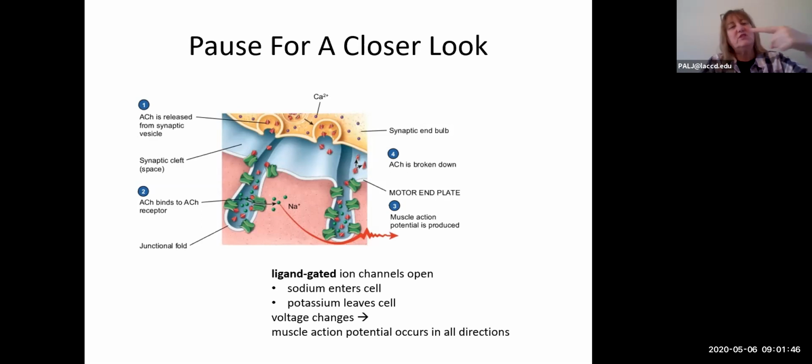On the pictures we're going to have an arrow showing it going in one direction, but I want you to realize it's not just one direction. It's going to spread out in all directions.